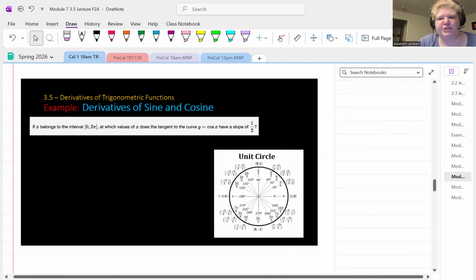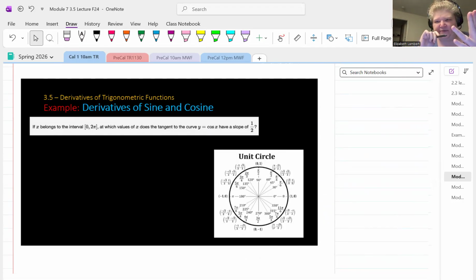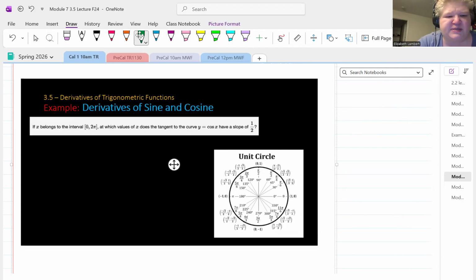Now, really though, we're just going to use the basic derivative. Derivative of sine is cosine, derivative of cosine is negative sine. So let's read our weird question here that they gave us a unit circle to play around with. If x belongs to this specific interval from 0 to 2 pi only. Okay, so we're not looking way outside our normal numbers, just the 0 to 2 pi normal trig numbers. At which values of x does the tangent to the curve y equals cosine of x have a slope of 1/2.